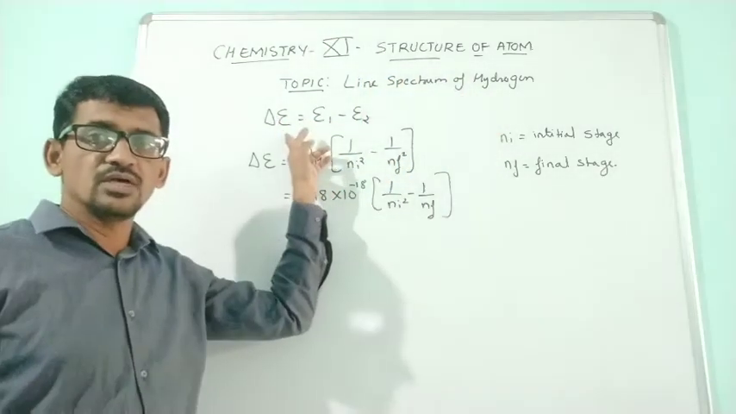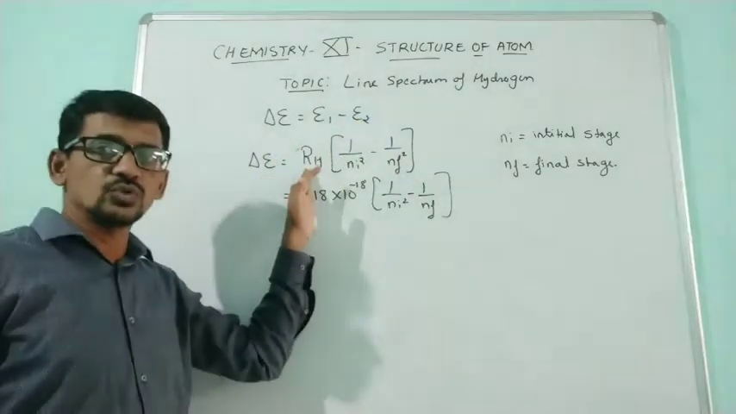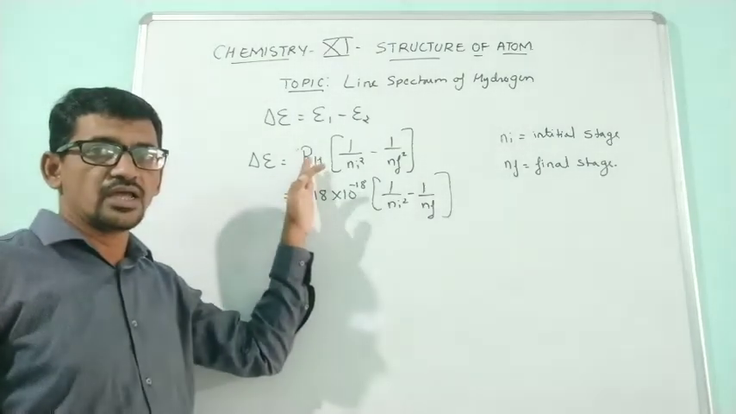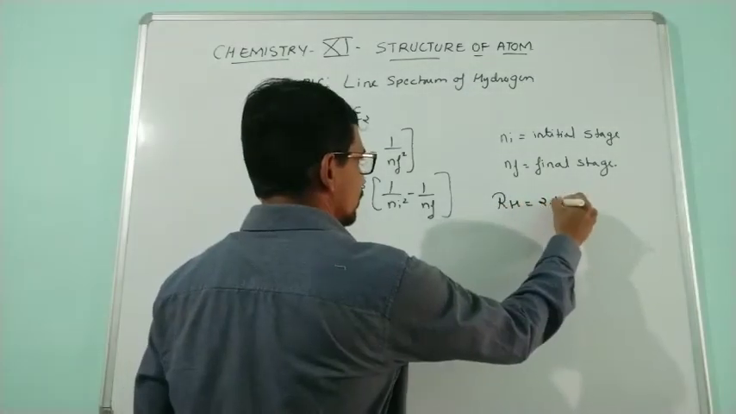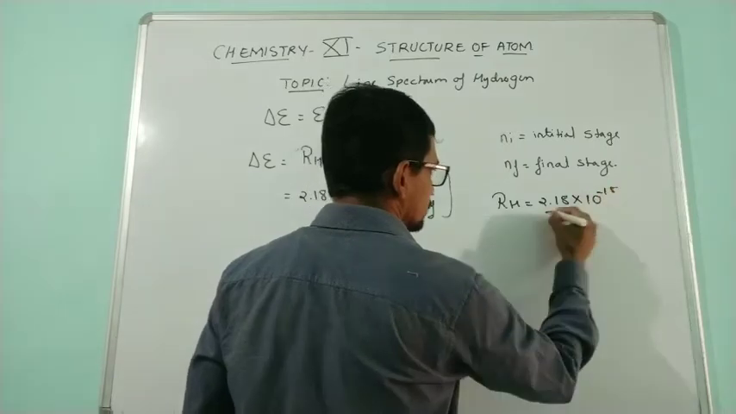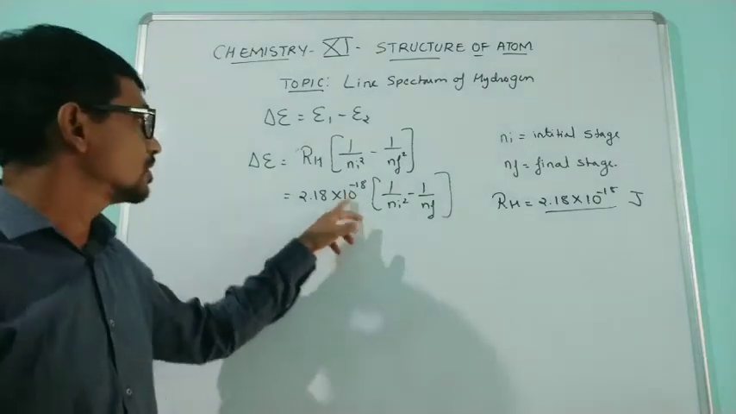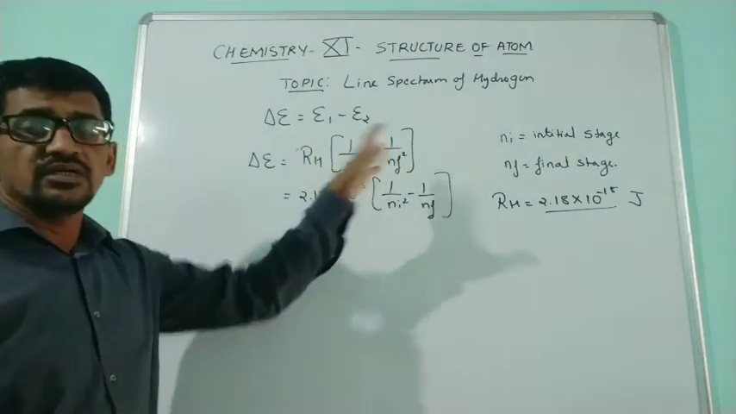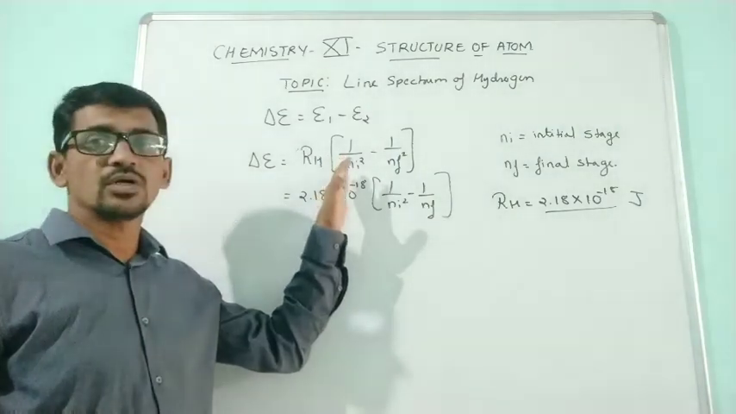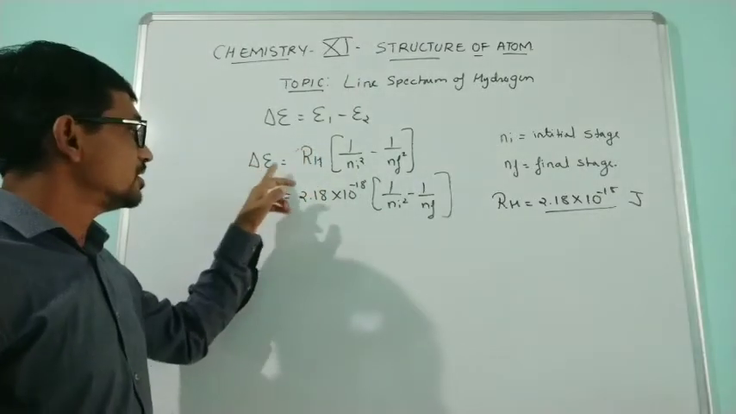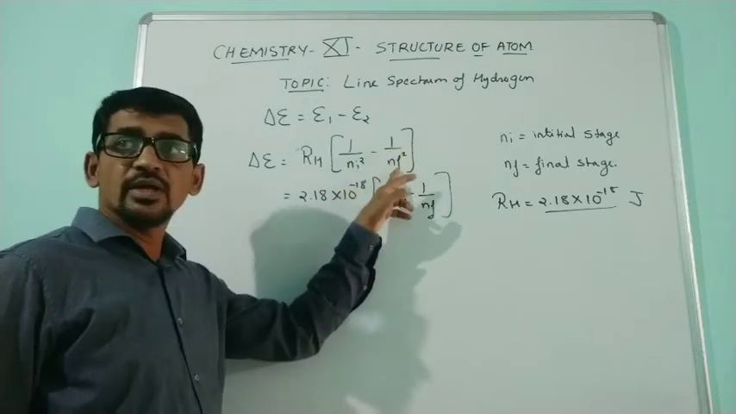The difference between the two energy levels, E1 minus E2, is directly proportional to the Rydberg constant, that is RH. Its value is RH equal to 2.18 multiplied by 10 raised to minus 18. And the difference between the orbitals, where n is the principal quantum number, delta E is equal to RH into 1 upon Ni square minus 1 upon Nf square.